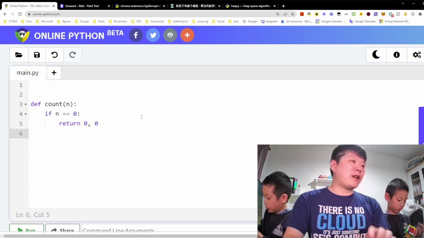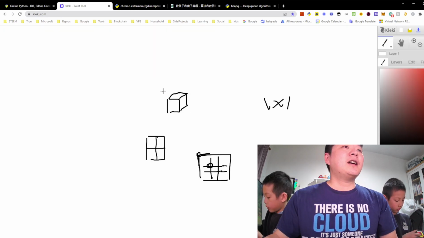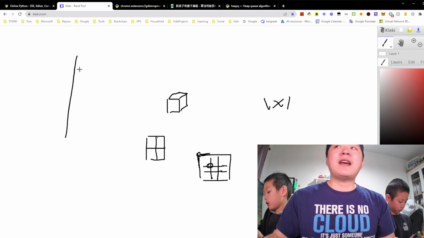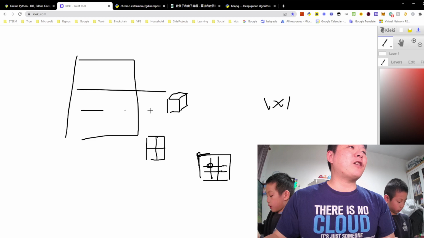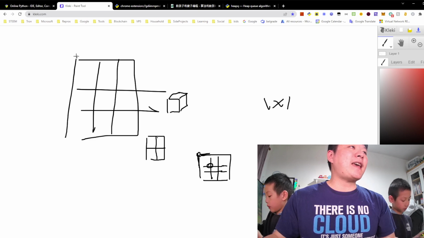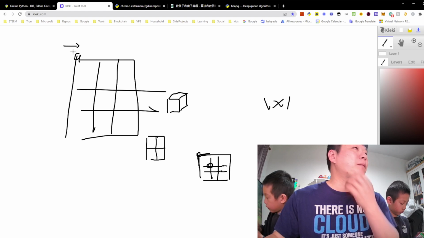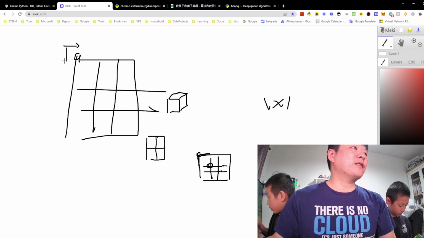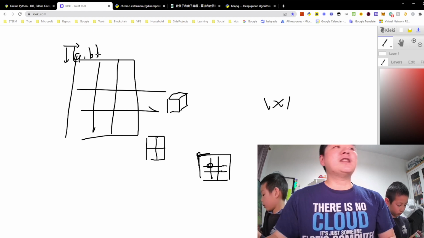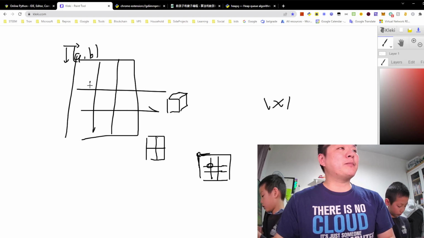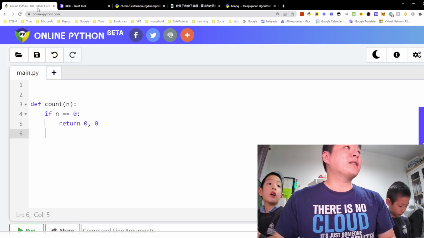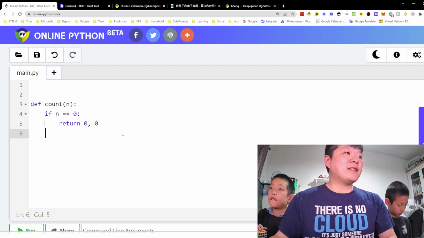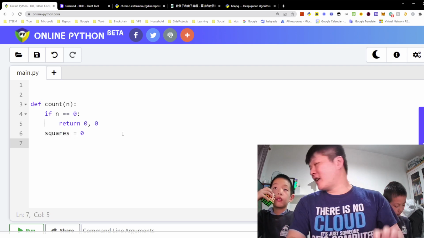Now, this is the tricky part. We need to count these. First of all, we start with the top left, horizontal. This is the number of columns, or we can say the number of rows, it doesn't matter. So the first coordinate is A and B, and the second one will be C and D. Now we just have to set the answer. Answer of squares equals 0 at the beginning.